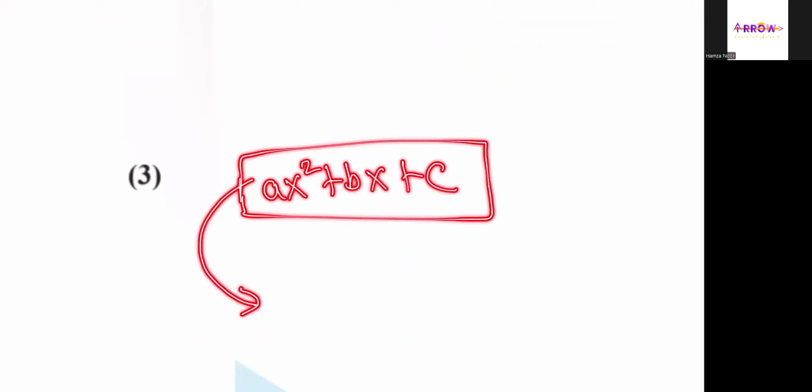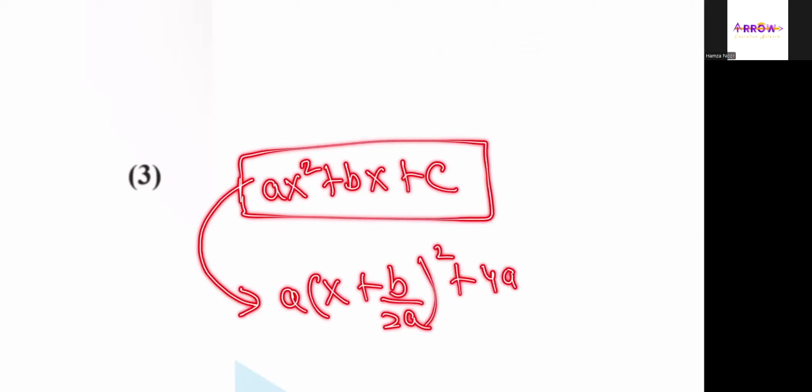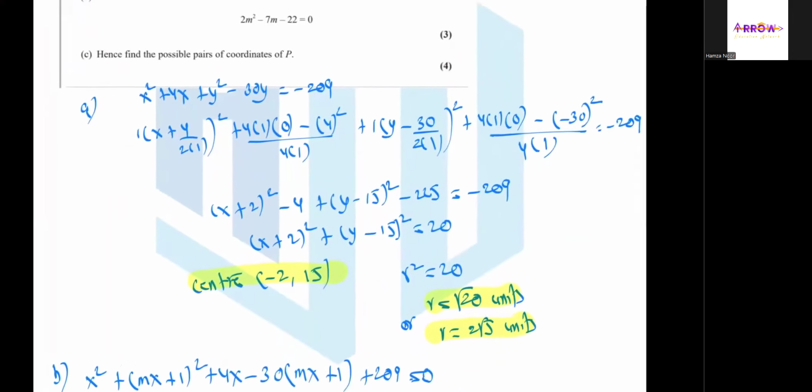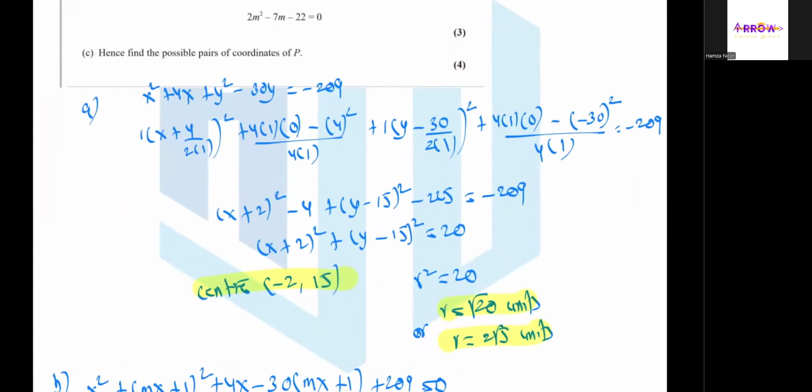So we convert this into a completing square form by using this formula: a times (x plus b over 2a) whole square plus (4ac minus b square) divided by 4a. I consistently use this particular form of completing square form, this formula basically. So a times (x plus b over 2a) whole square plus (4ac minus b square) divided by 4a.